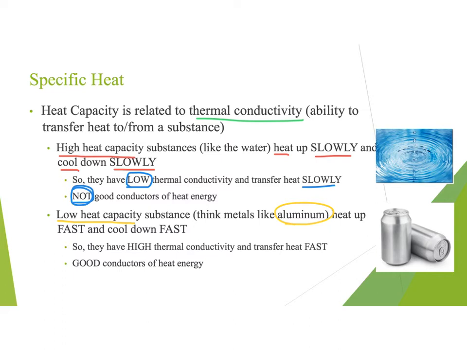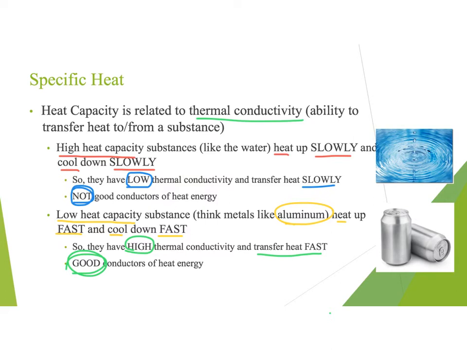Low heat capacity substances heat fast and cool fast, right? So they heat up real quick, they cool down real quick. That means that they can transfer heat fast. They have high thermal conductivity, or fast thermal conductivity. They transfer heat fast. And so these ones are good conductors of heat energy, absolutely. If we want something to get heated up real quick, we're going to choose something that has a low heat capacity, which means it has high thermal conductivity and heats up and cools down super fast.